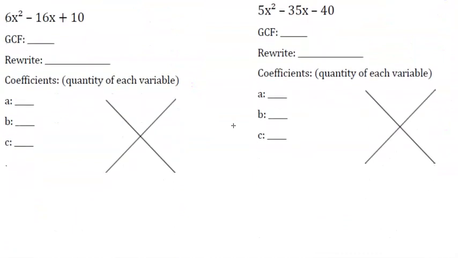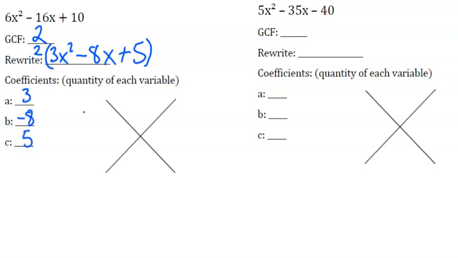Let's look at the next ones. 6x squared minus 16x plus 10. The greatest common factor is not just 1 this time. Looks like we could take out a 2. So then we would have 3x squared minus 8x plus 5, and that would all be in parentheses, and the 2 would be on the outside. So the coefficients, we have A is 3, B is negative 8, and C is 5.